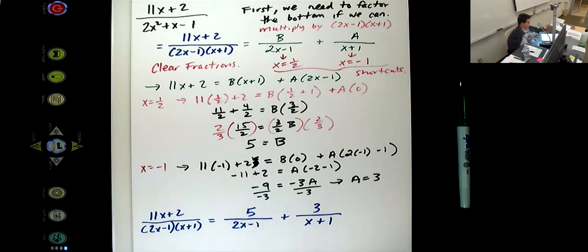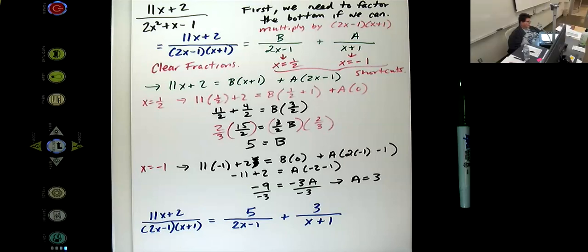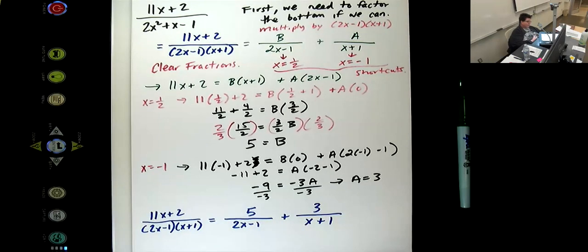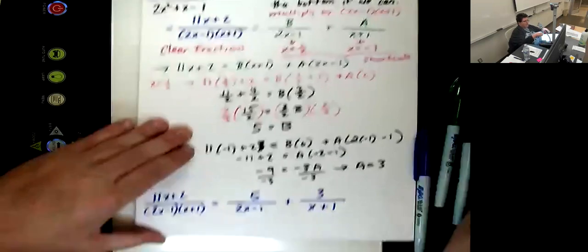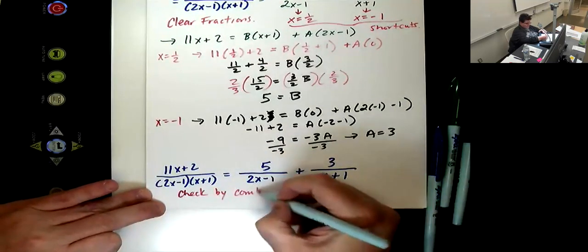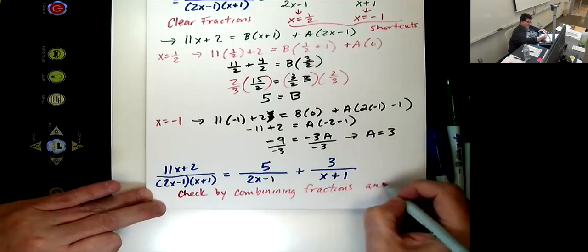How can I check this? Well, I don't want to plug them in, it's gonna cause a denominator to break. I could just get a common denominator and then add the numerators and see if I get 11x plus 2 on top. Right? Check by combining the fractions and comparing tops and bottoms.